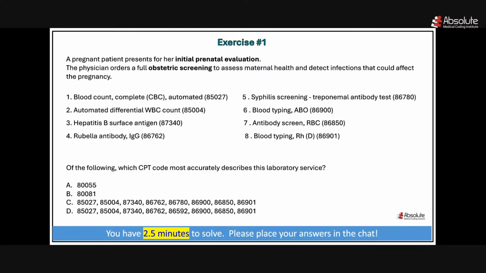So which CPT code most accurately describes these lab services? And coders, you have 2 minutes, because I took half a minute to read the entire scenario. It was a long one. So I'll give you 2 minutes to answer. I can see some answers are already in the chat. Okay, so good one. We will see after 2 minutes. All the best, coders.